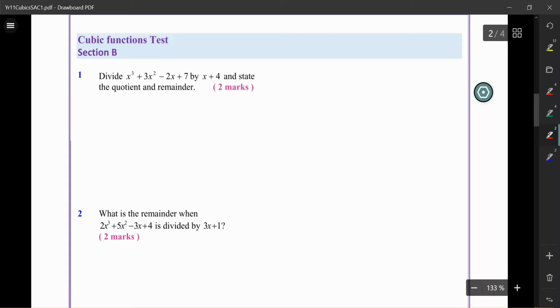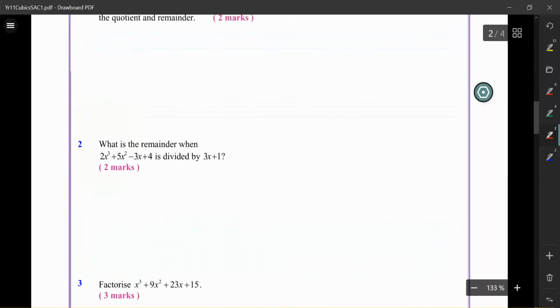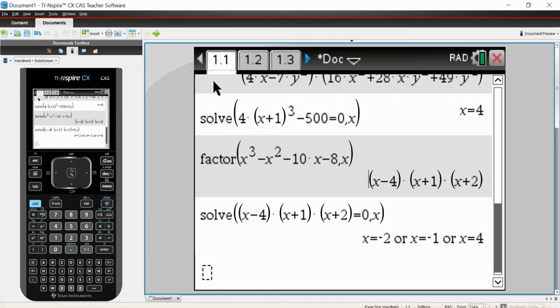Here we go. Now, section B, it's a non-CAS question, so we can do this. It's a 2-mark question, so it wants you to state the quotient and the remainder. Again, you can use your CAS because it's a CAS question. So here we go. We can use our CAS. We're trying to find the division of this cubic by this and find the remainder. So really, I would use proper fraction.